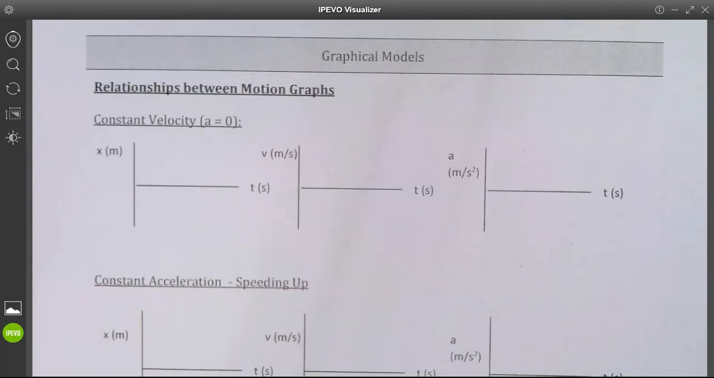Now we're going to take a look at graphical models. So we're going to look at relationships between the different motion graphs for some different types of motion. So the first one we're going to look at is for constant velocity motion.